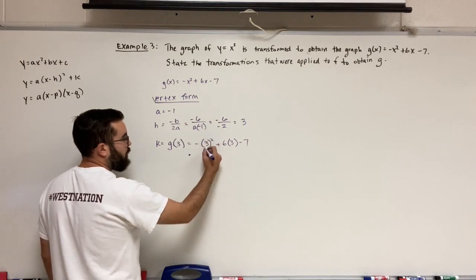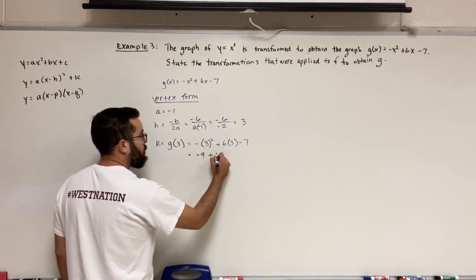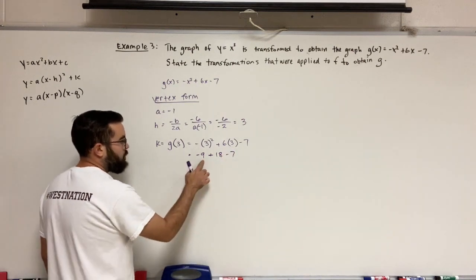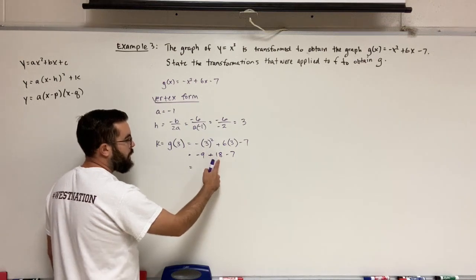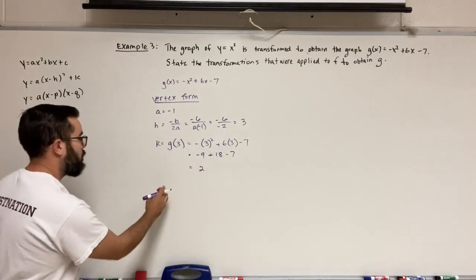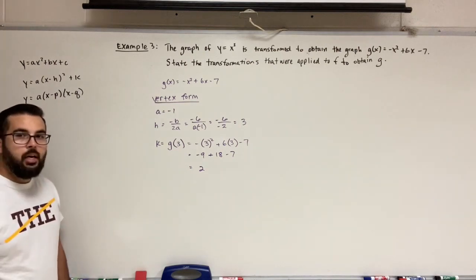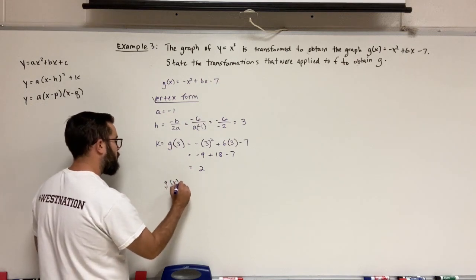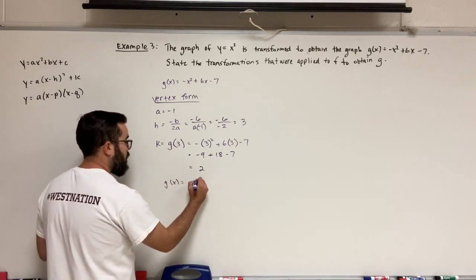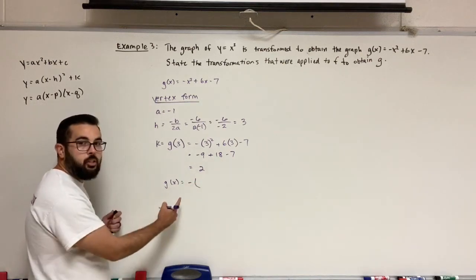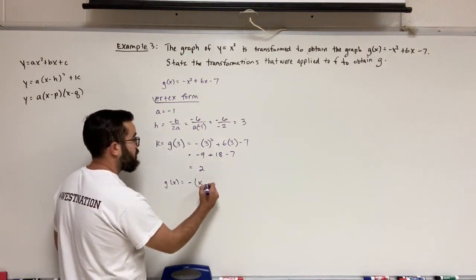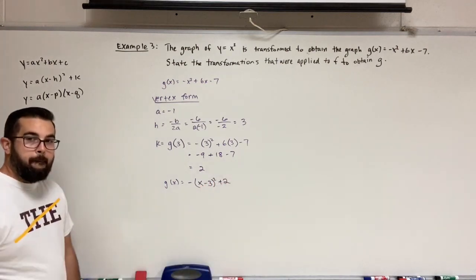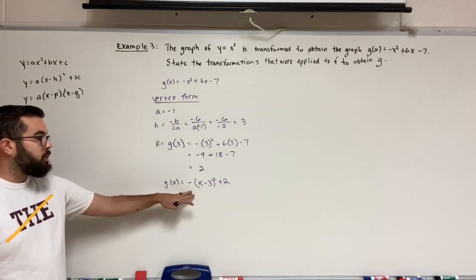We have 3 squared, which is 9. So negative 9 plus 18 minus 7. So negative 9 plus 18 is 9, minus 7 is 2. So in vertex form, our function would look like negative 1, but I don't need to write the 1 there. I'm just going to write negative. I'd have x minus 3 squared plus 2. So that is g of x in vertex form.